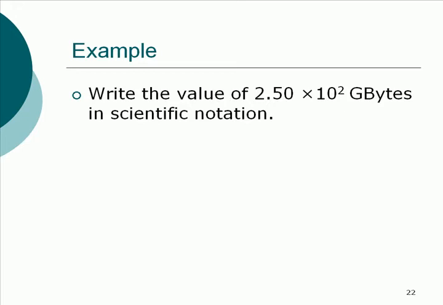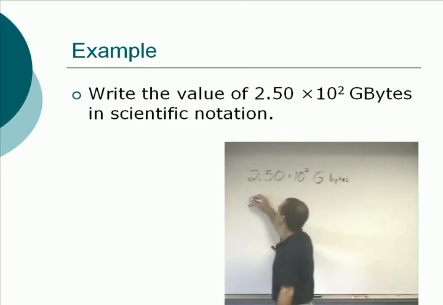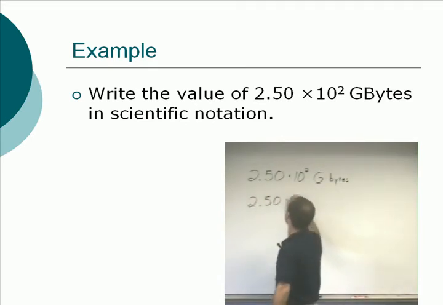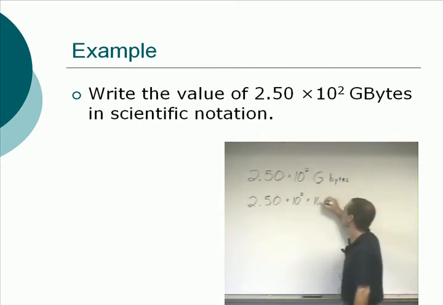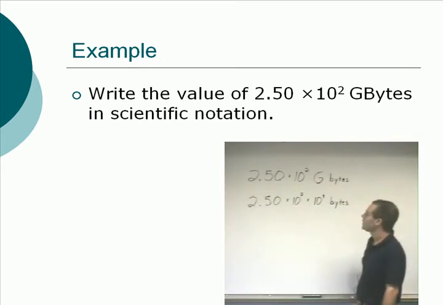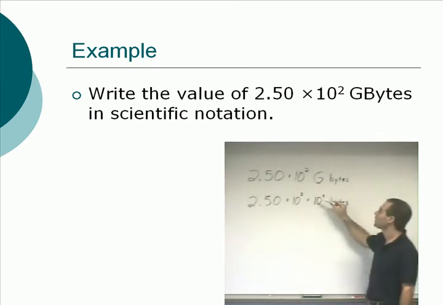Last one of this type. Let's write the value of 2.50 times 10 to the second gigabytes in scientific notation. Well, let's swap out the giga. That becomes 2.50 times 10 squared times, now what's giga? 10 to the 9th? Now, we've got 2 powers of 10 sitting here. We've got a 10 to the second that was there originally.